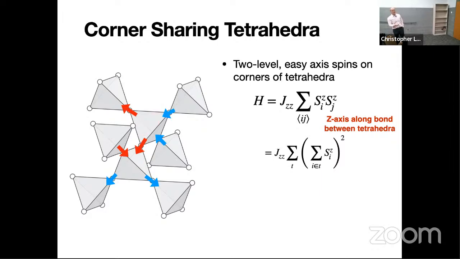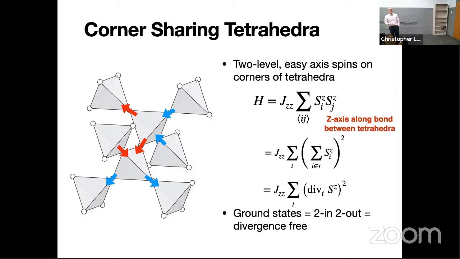That's great, because now I know how to minimize it. I have 4 spins in that sum. They're plus or minus a half each. Assuming J is greater than 0, I minimize it by setting 2 of them to be plus and 2 of them to be minus, which means 2 of them are in and 2 of them are out. I can be a little fancier by saying that's the same as the lattice divergence. It's adding up how much spin is pointing out of each tetrahedron, and I'm squaring it. The ground states are the 2-in 2-out states, which are divergence-free arrow configurations of the spins. Cool.